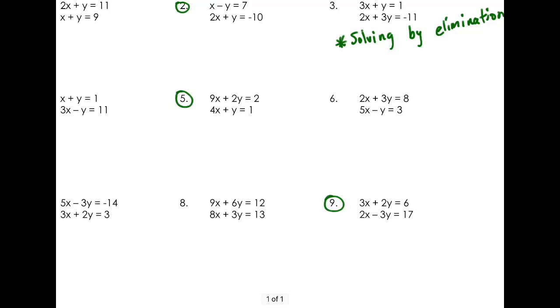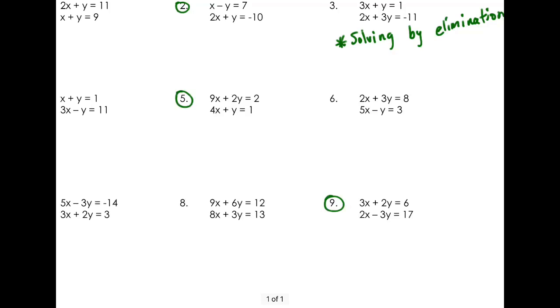All right, ladies and gentlemen, we are doing systems of equations, and this particular video is on solving by elimination. We're going to be doing problems 2, 5, and 9. Let's start by looking at number 2.